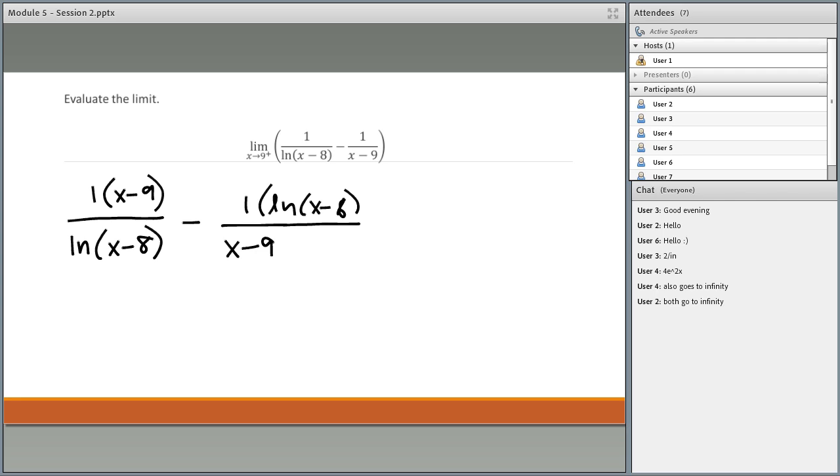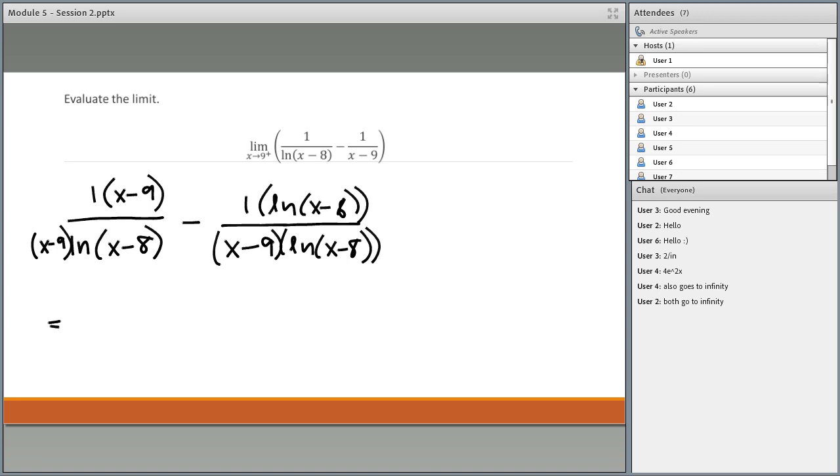So what I'm trying to do is get these on the same fraction. And when I do that, I can't just multiply the numerator, not the denominator, so that's what I'm doing. I'm just trying to get a common denominator. So that means over here, I have an x minus 9, and now they have the same denominator.